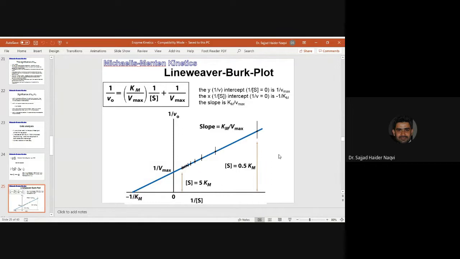Now look at this graph. Here we have 1 upon s on the x-axis, and 1 upon v on the y-axis. And I'm sure you know that this is what we call the positive axis. And if I go in this direction, it's called the negative axis. And if I go in this direction, it's also the negative axis. We all know about that. So we have extended it into the negative axis because we have a straight line. This is what I'm calling the Lineweaver-Burk plot. Now, when we plot the graph between 1 upon v versus 1 upon s, we get a straight line instead of the curve. Now, there are a couple of advantages of this straight line.